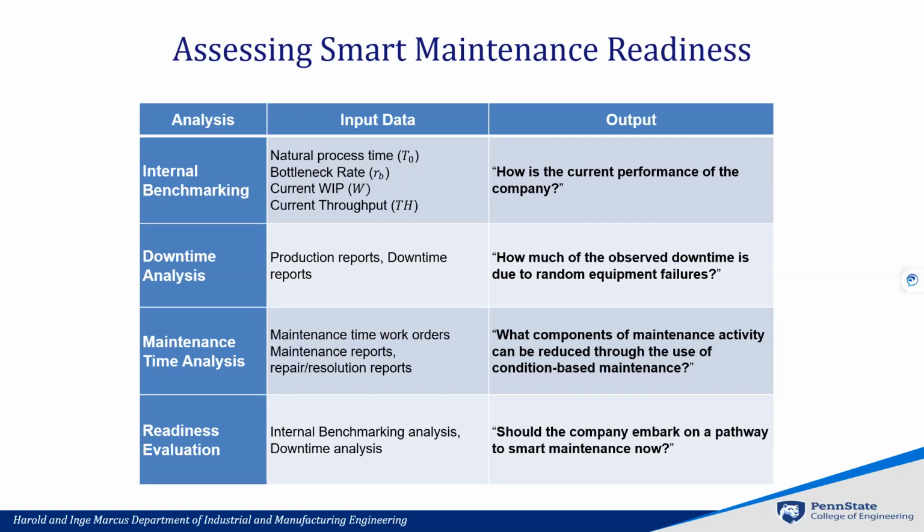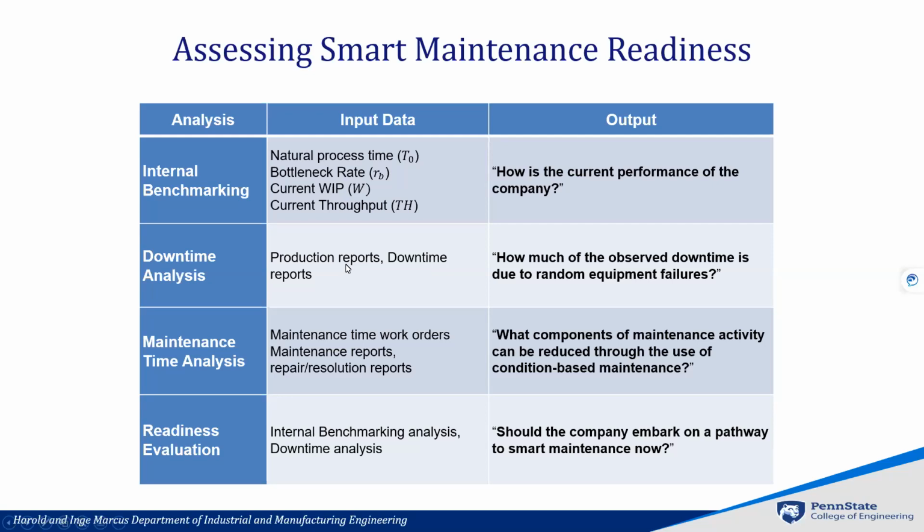Identify the bottleneck rate. Everybody knows what the bottleneck is. You can see it typically by the WIP that is stacked in front of it. Figure out what's the current WIP and the current throughput. Based on this handful of data, we can try and model how the current performance is for the manufacturing system. And based on that, we go to the next step, where we dissect what really happens in the system that leads to downtime.